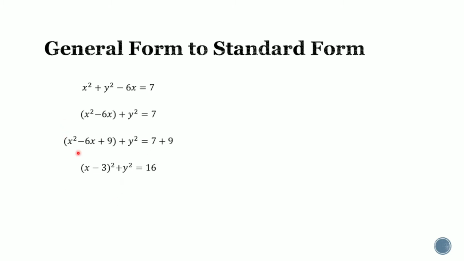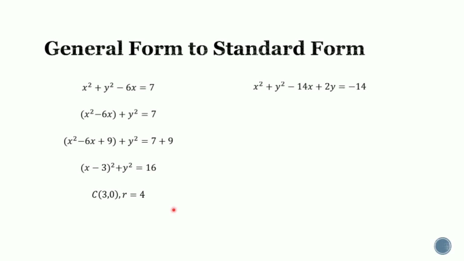Its factor is the quantity (x - 3)^2, and as you can see, we just copy the y^2, and we must add the 7 and 9, so that will be 16. So this will be our standard form. We can now determine our radius and our center. Our center is at the point (3, 0), and our radius is 4, the square root of 16.